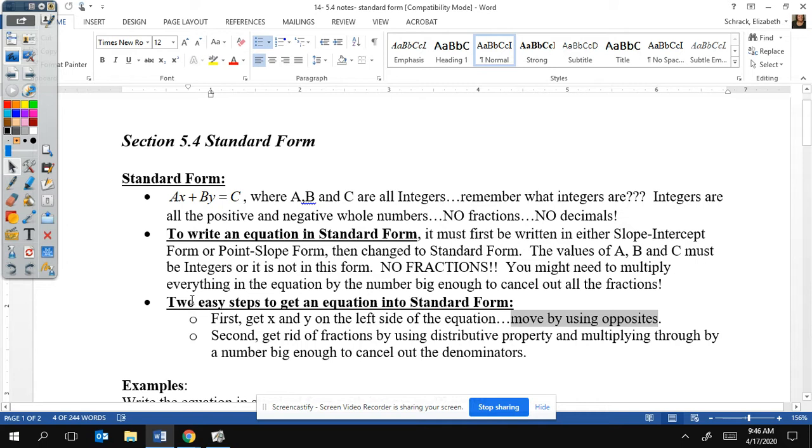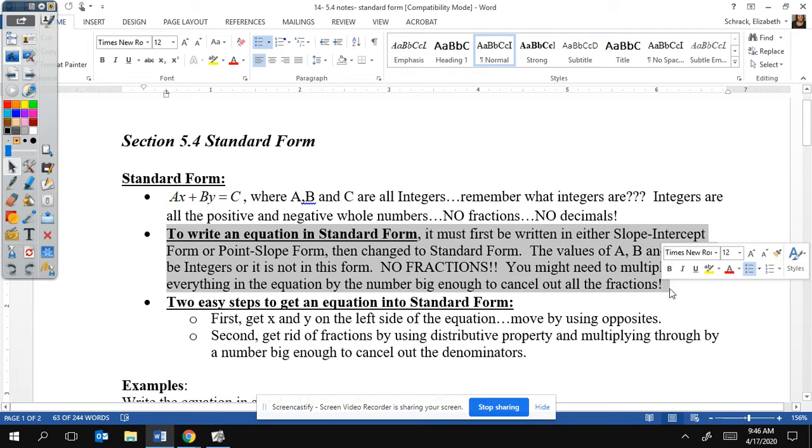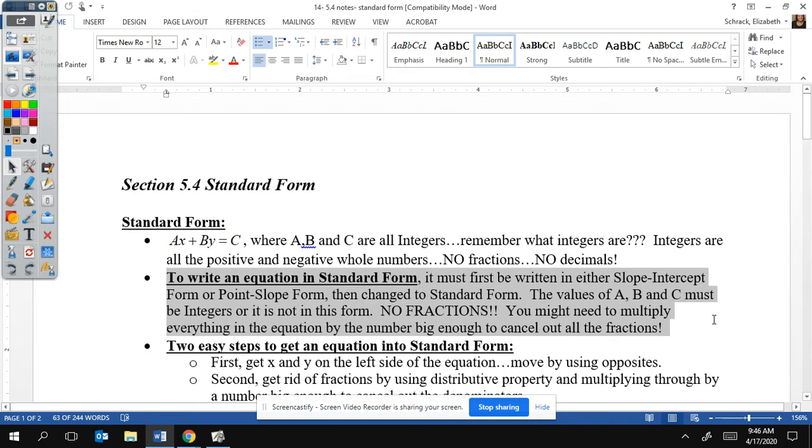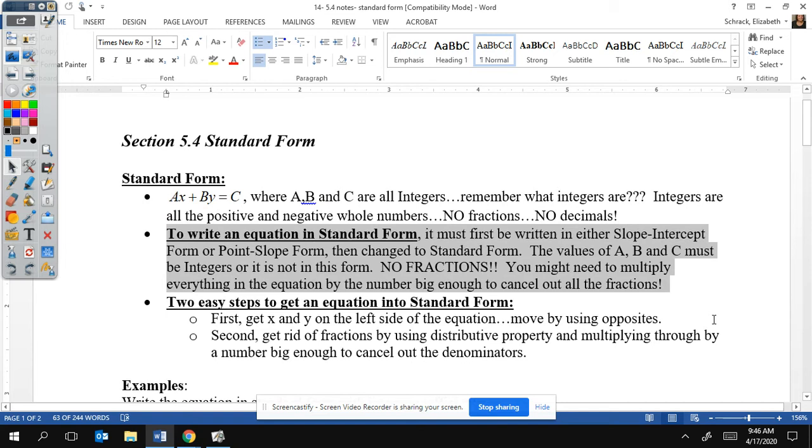Today we're going to be practicing putting formulas into standard form. In order to do that, this second bullet right here, you first need to write the equations in either slope-intercept form, that's y equals mx plus b, or in point-slope form, y minus y1 equals m times the quantity of x minus x1. Today I'm going to strictly focus on just starting with slope-intercept form.